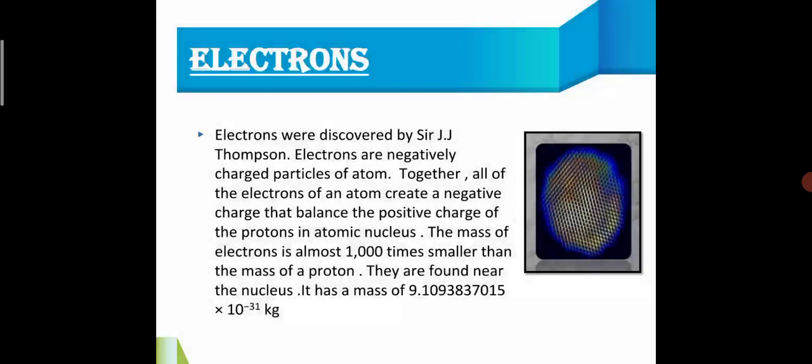Electrons. Electrons were discovered by Sir J.J. Thomson. Electrons are negatively charged particles of atoms. Together, all of the electrons of an atom create a negative charge that balances the positive charge of the protons in the atomic nucleus. The mass of an electron is almost 1000 times smaller than the mass of a proton. They are found near the nucleus. It has a mass of 9.109383715 × 10^-31 kg.